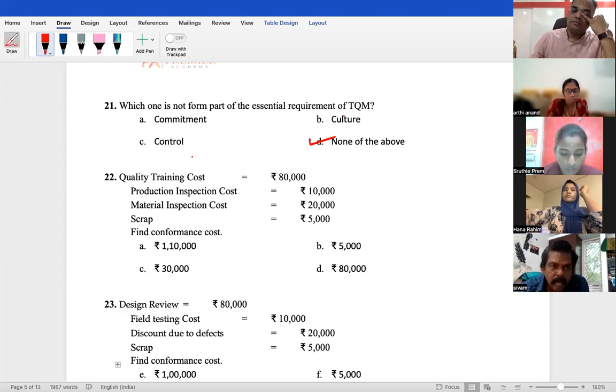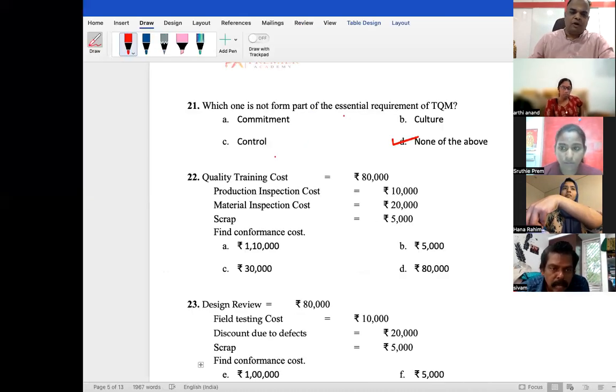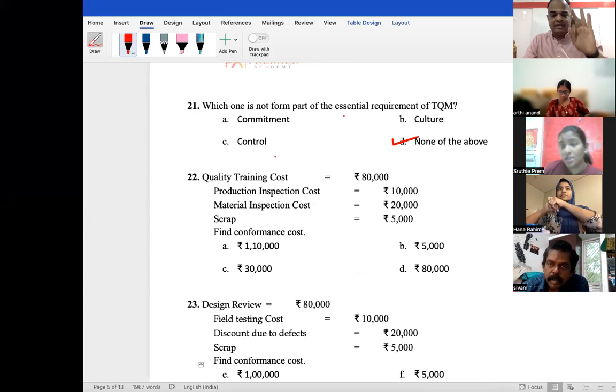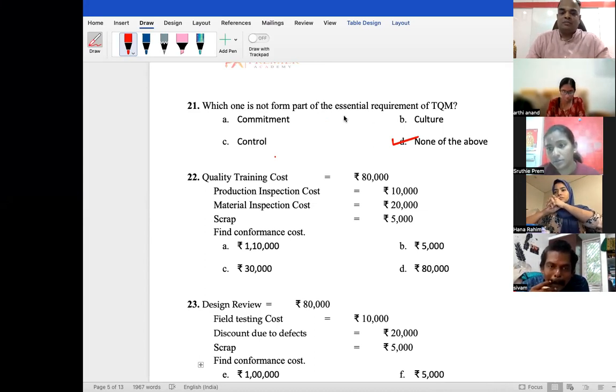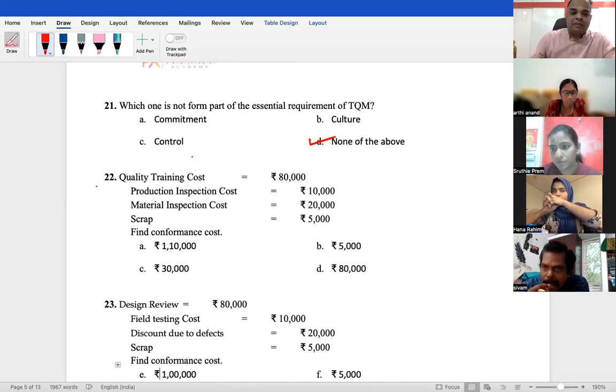Next. Quality training cost 80,000, production inspection cost 10,000, material inspection cost 20,000, scrap 5,000. Find the conformance cost. What is called a conformance cost? You know, 4 types of cost: prevention, appraisal, internal failure cost, external failure. Conformance cost consists of prevention and appraisal cost. Internal failure and external failures are called non-conformance.